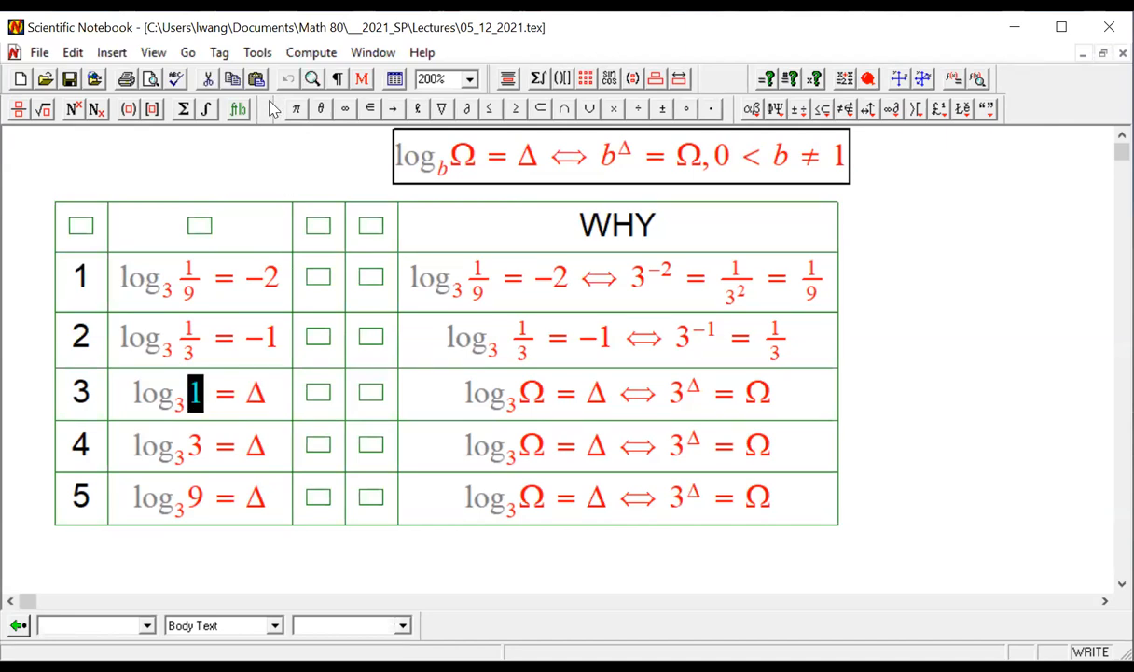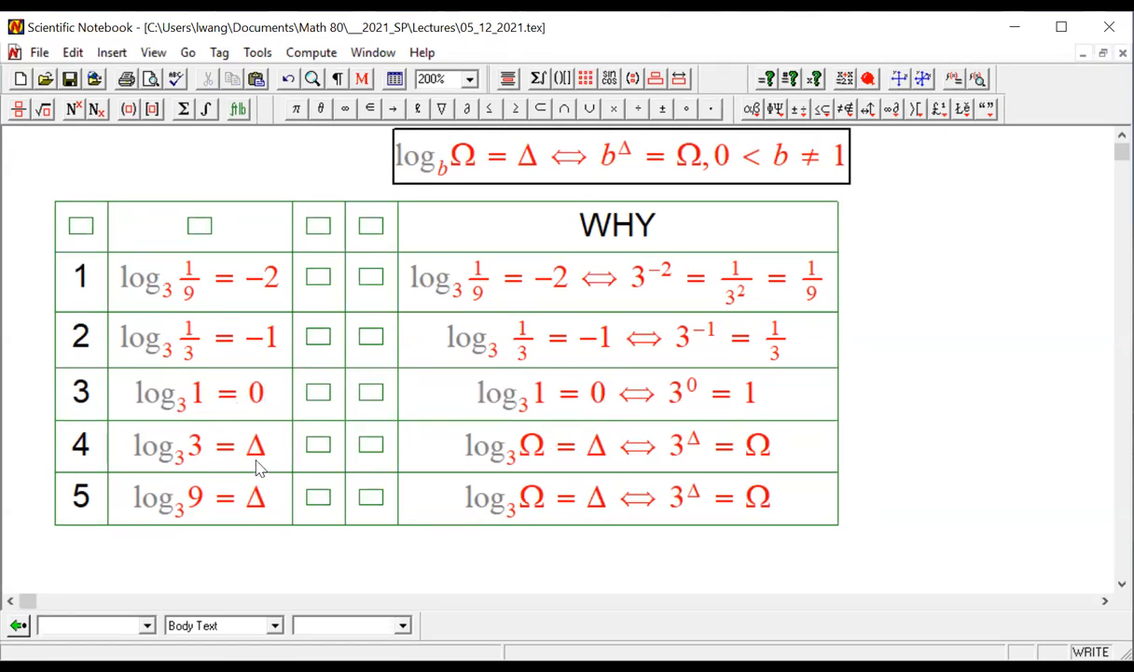Right, so to figure out the number at the place of omega, we know this number must be 1. So what number to the power 3 equals 1? 3 to the power of 1 equals what? Equals 3, right? So it's 0, that's right, 0. Perfect. So this is 0 and this is 0.